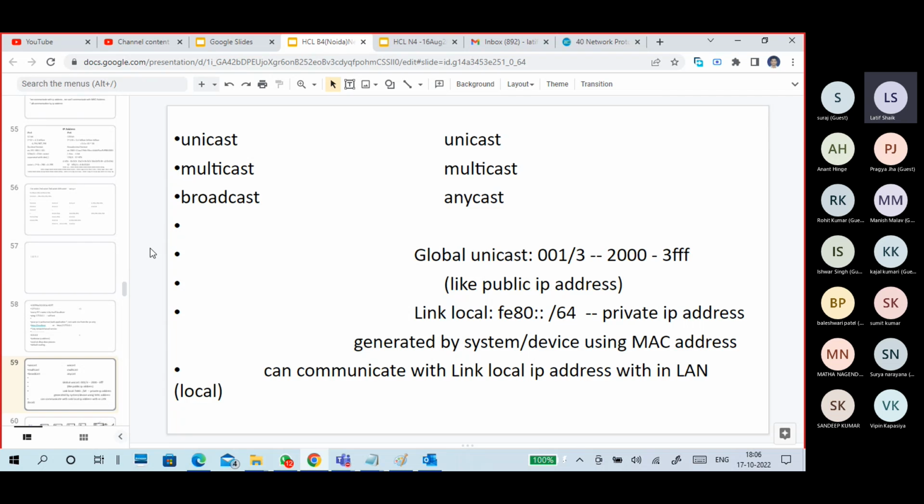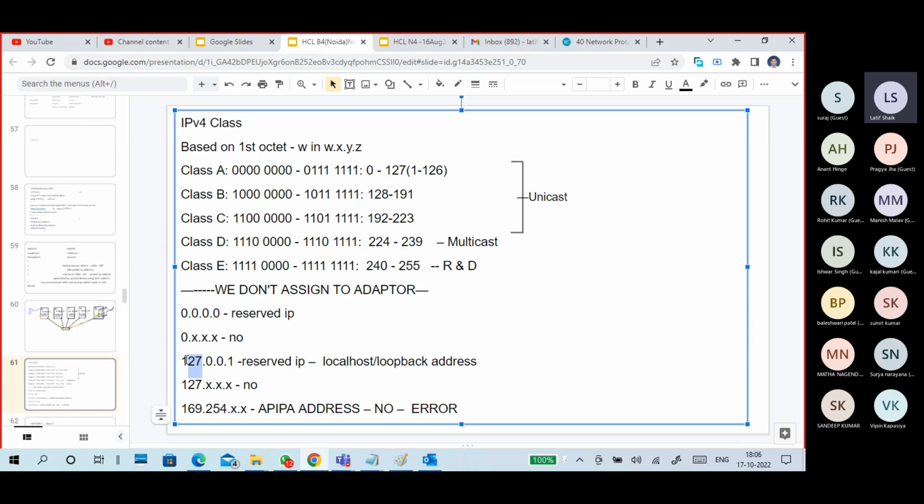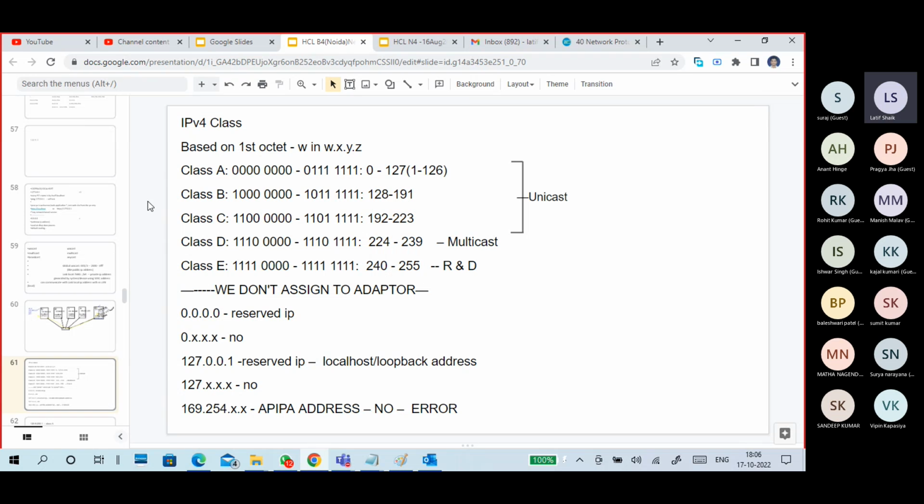And these IP addresses are divided into classes based on different purposes. Those classes are class A, class B, class C, class D. You have an IP address and you want to decide which class it is. Take the first octet, the first part of the IP address, and check it with the range. Then you can understand which class it is.